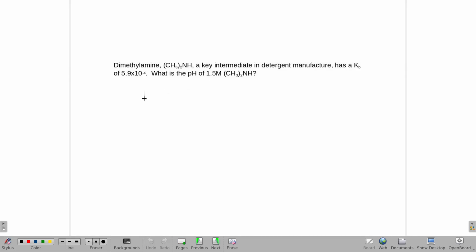Rather than write this out, I'm just going to say base bumps into water, gives HB plus and OH minus. We're doing an ICE table. This is 1.5. We can ignore water for the same reason we've ignored it on the acids. This is 0, and this is 1.0 times 10 to the negative 7th because it's neutral water. So this must go down to make that stuff go up, therefore this goes up. We have 1.5 minus x, and 1.0 times 10 to the negative 7th plus x.